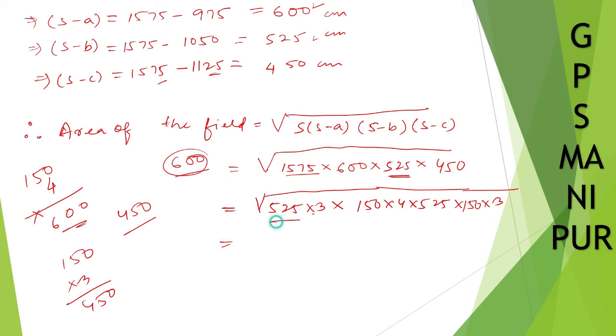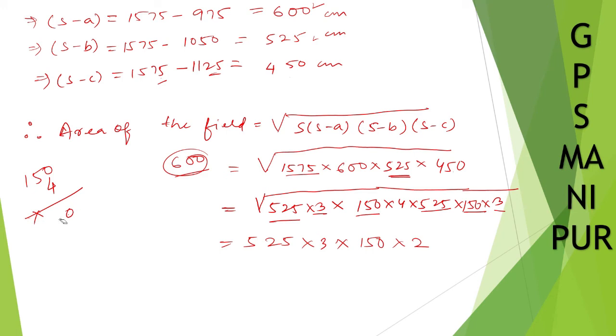So 525 and 525, we take out only one 525. Then 3 and 3, take out 3 here. Then 150 and 150, so take out 150, and the 4 is 2 square, so you can take out 2. Now let us multiply all these numbers and find out our area.